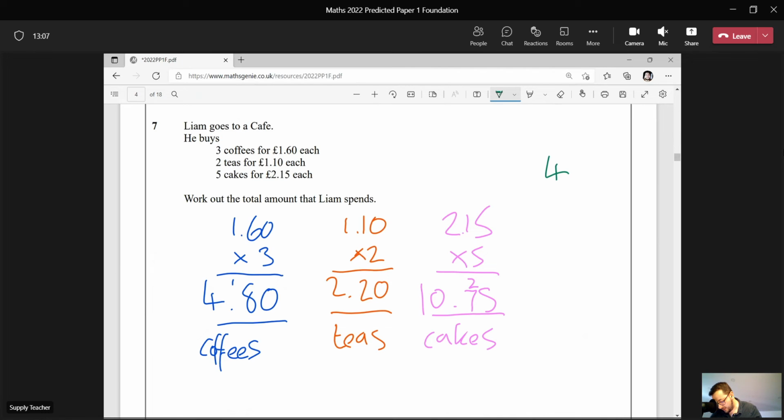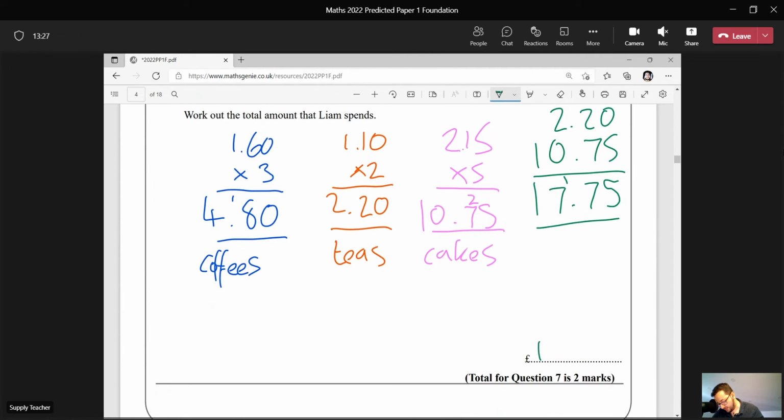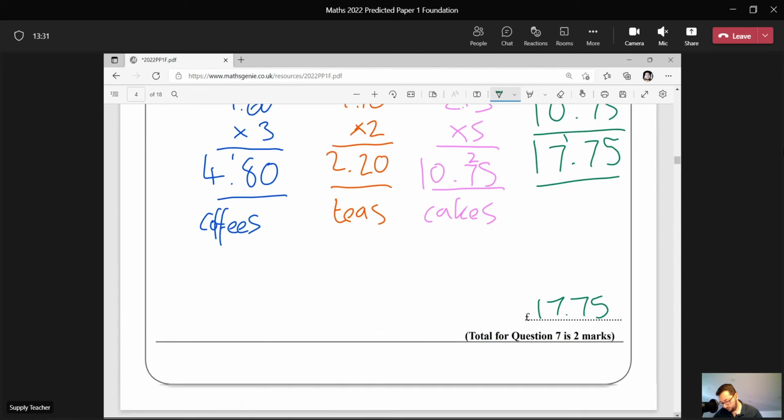So we've got £4.80, £2.20, and £10.75. 0 plus 0 plus 5 is 5. 8 plus 2 is 10 plus 7 is 17. 4 plus 2 is 6 plus 1 is 7. And then we've just got 1 there. So altogether it's £17.75. Okay.